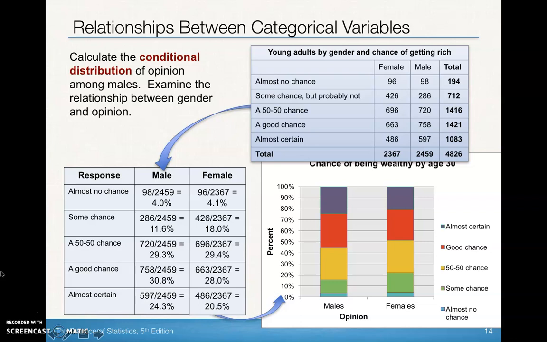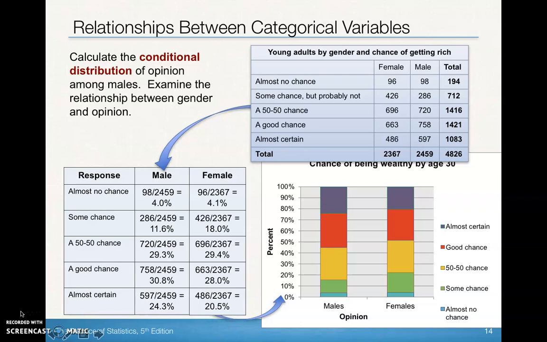But the good thing about segmented bar charts, real quick, is that you can see an association between two variables. For example, if I wanted to see if the chance of getting rich was associated or dependent on your gender, I could look at these two graphs and see, look, for example, the purple, almost certain. Are they close to the same percent? Or the red, good chance. Are they close to the same percent? Of course, these two bar charts are pretty close together, so it's up for interpretation. But you could say there is an association or there is not an association.